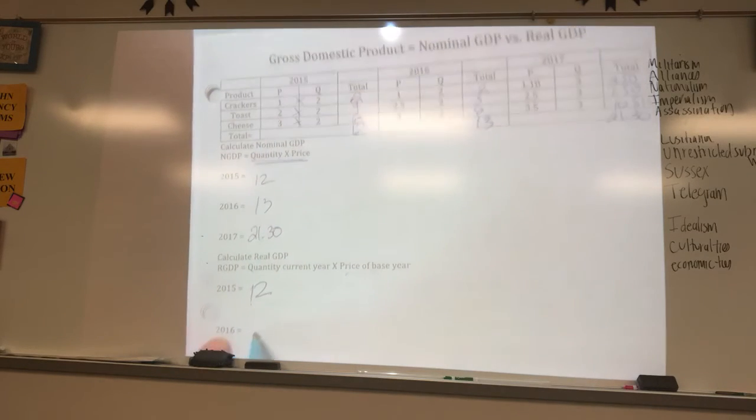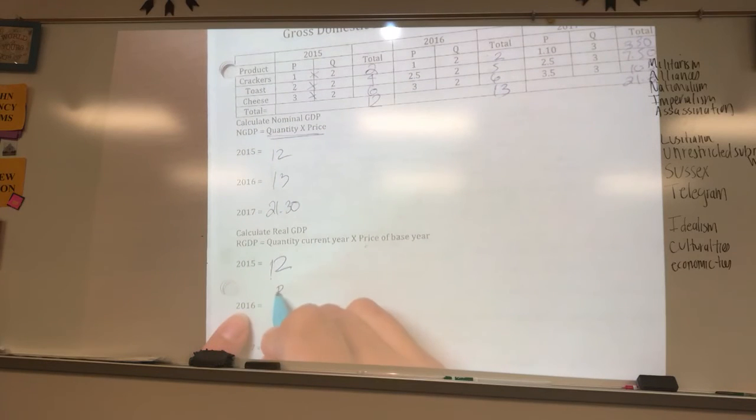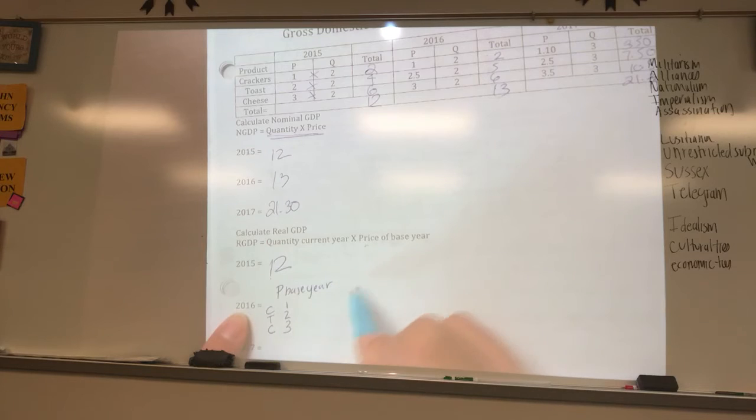So now I need to take the price of the base year, right? So what are the prices of the base year for cheese, toast, and crackers? 1, 2, 3. And then I need to take the quantity from the current year. So what's the quantity of the 2016 year for crackers?